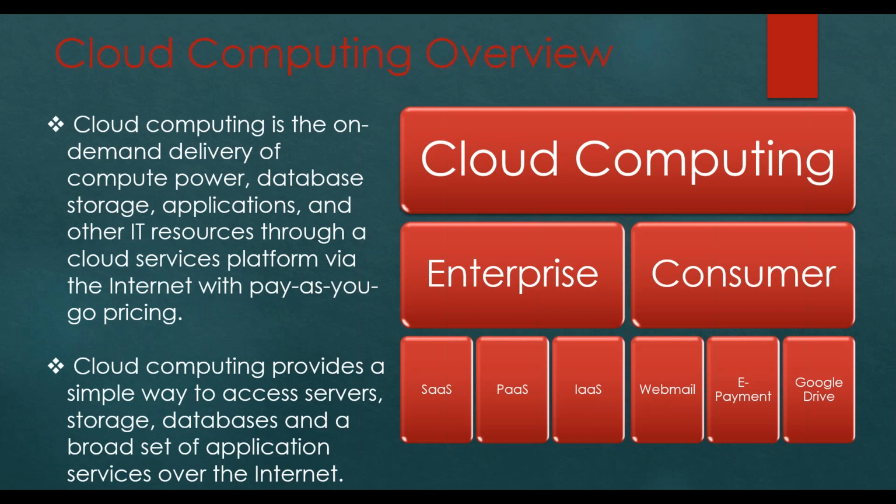Cloud computing is divided into two parts: one is enterprise and the second is consumer. Enterprise is divided into three: SaaS, PaaS, and IaaS. There are a lot of consumer applications, some of which are listed here, like webmail, e-payment, and Google Drive. All of these are consumer-facing applications. In our day-to-day life, we use a lot of cloud computing applications, like web email, e-payment, Google Drive, and Google Contacts, right? We use all of these on the cloud so that they can be accessed from anywhere.